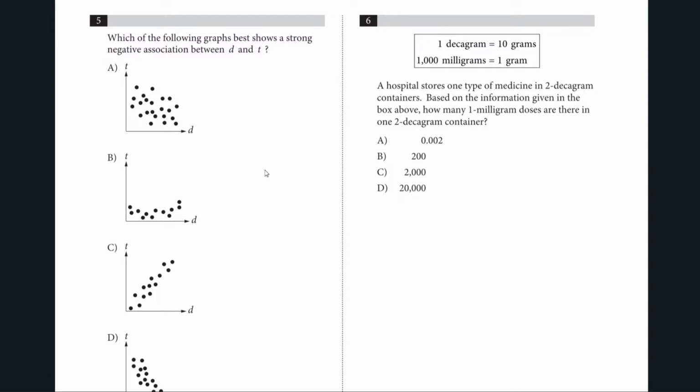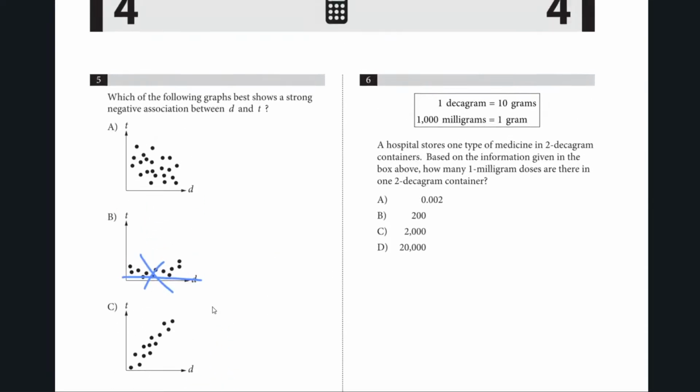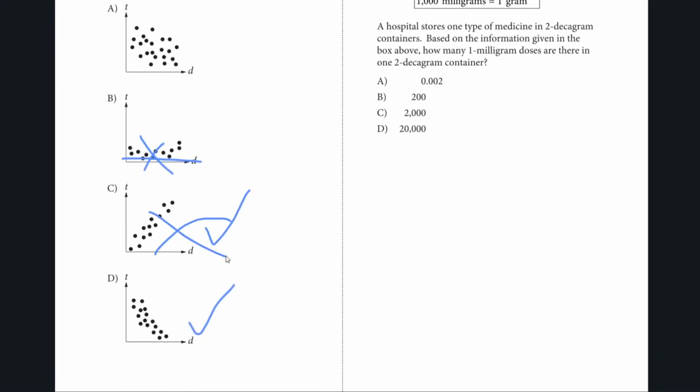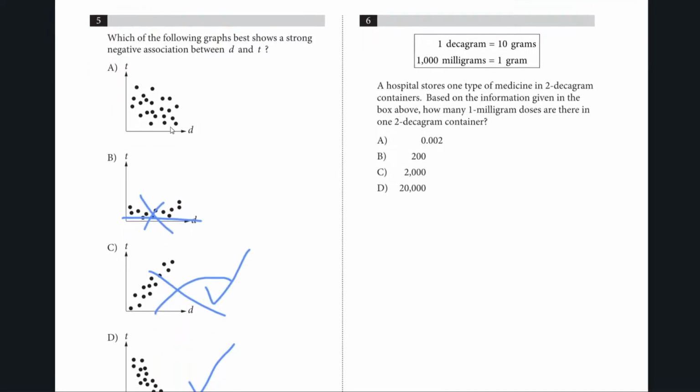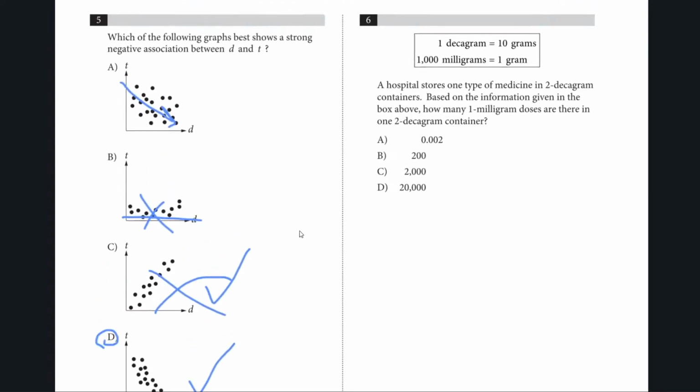Which of the following graphs best shows a strong negative association between D and T? Negative association implies that as one increases, the other decreases. This one is just not doing anything. This is a decrease, so this one's looking good. This is an increase. This is a positive association, and this is a little bit of a mess. So I wouldn't say this is strong, but it does seem to be trending downward. D is the only one that is a strong negative association.